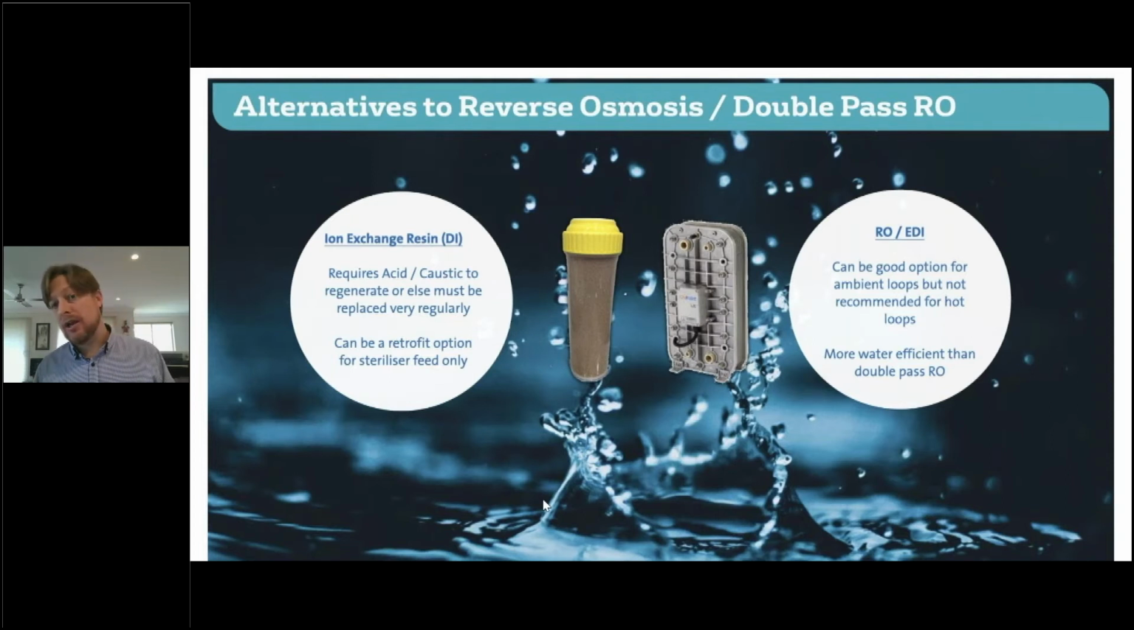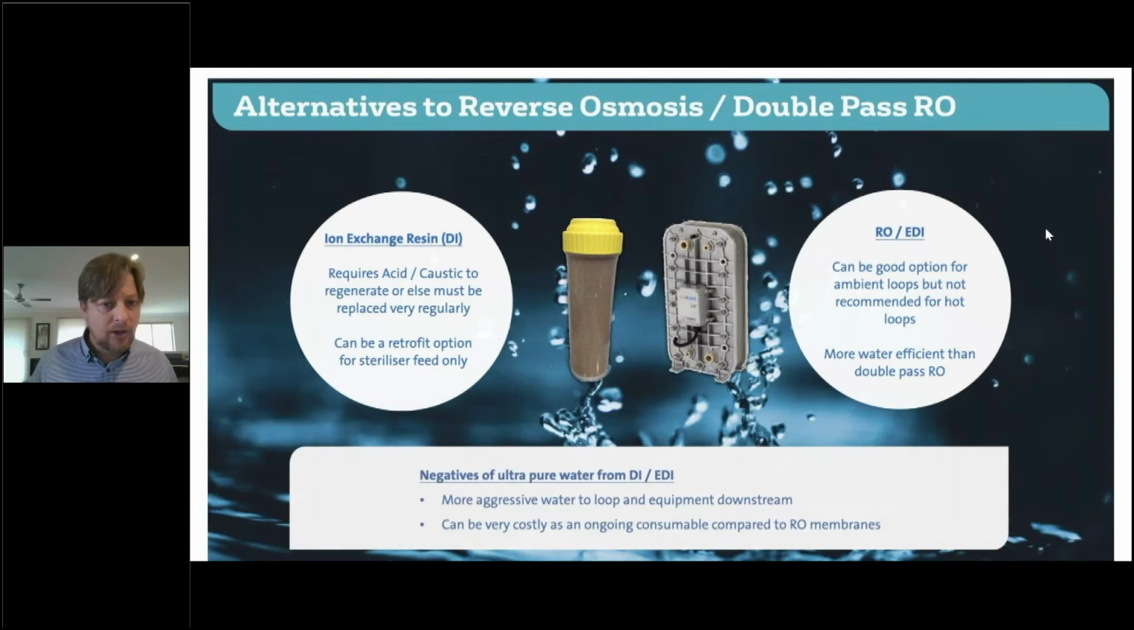You can also use electrodeionization, which is doing the same thing. It's using electric charge to pull the minerals out of the water. So the water passes through a cell, which has the charge going across, which pulls the remaining minerals out of the water. So again, that can be a good option versus double pass RO. So using RO EDI as opposed to double pass RO can give you that very high quality water. And it can be more water efficient than double pass RO because you don't have a waste stream from the EDI.